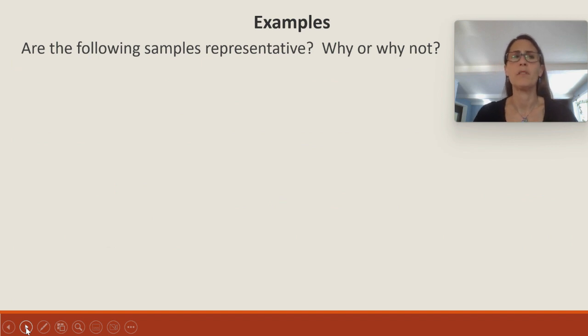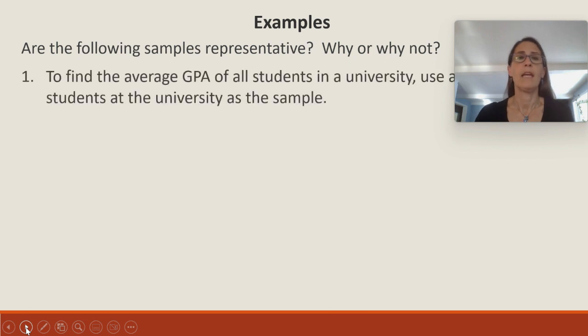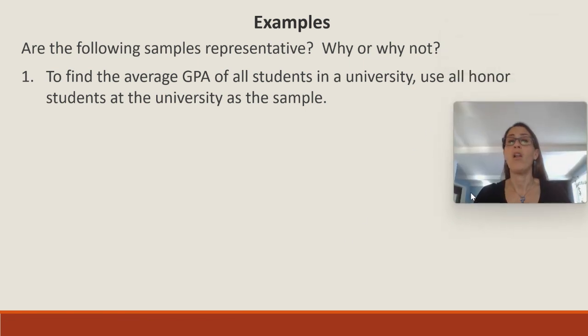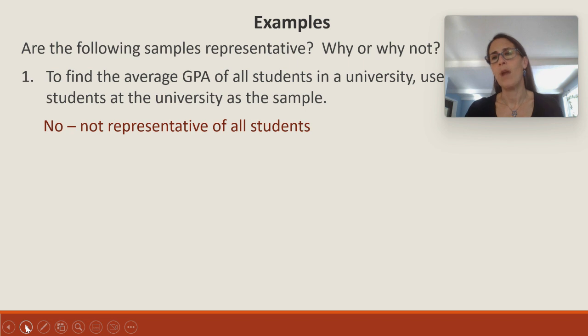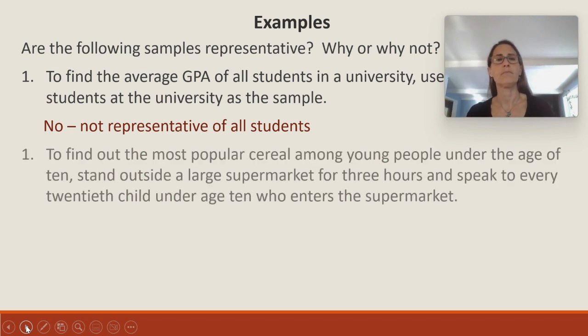So, a couple of examples. Are the following samples representative? Why or why not? To find the average GPA of all students in a university, use all honor students in the university as the sample. Is this representative of all students? No, most probably not, right? The honor students might have a different GPA overall than all students together.